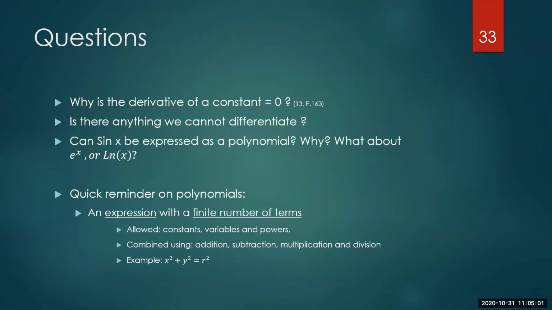We're coming up to a break now, so I have a couple of questions. The first one is, why is the derivative of a constant equal to 0? The next one is, is there anything that we cannot differentiate? And the next one is, can sine of x be expressed as a polynomial? Why or why not? Just a quick reminder on what a polynomial is: it's an expression with a finite number of terms, and you're allowed to use constants, variables, and powers combined using addition, subtraction, multiplication, and division. Here's a simple example of a polynomial.